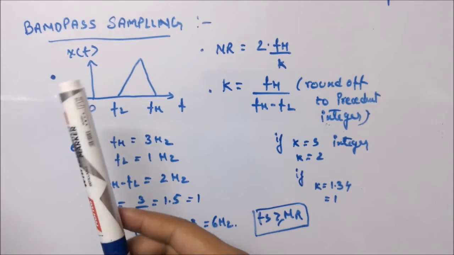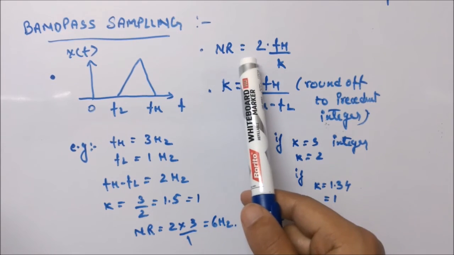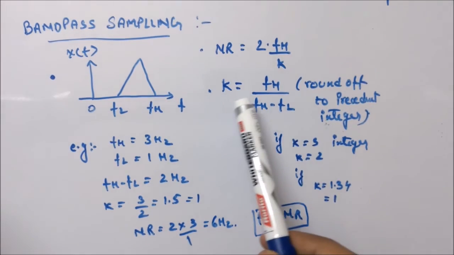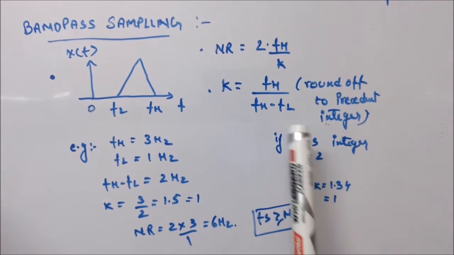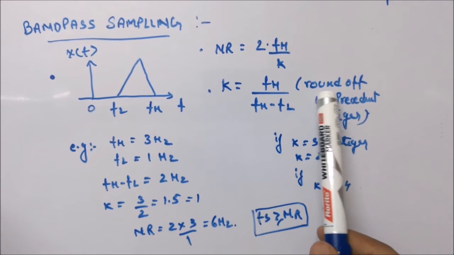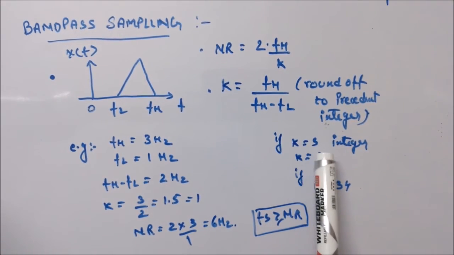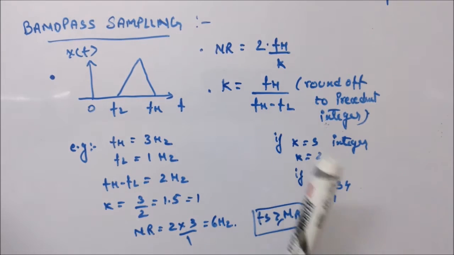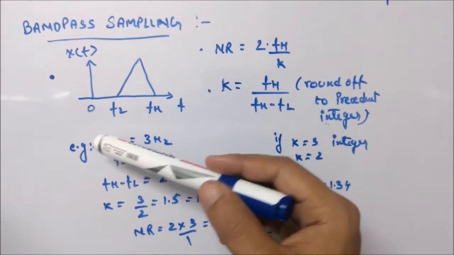If you want to calculate the sampling frequency, that is given by Nyquist rate, which is equal to 2 into fh divided by k. Here k is defined as equal to fh divided by fh minus fl. So you can calculate k, but k should be rounded off to the preceding integer. If k is equal to 3 or 2, which means it is an integer, it is fine. But if k comes out to be 1.34 or something, then we will take the preceding integer. Okay, so you can see the example.